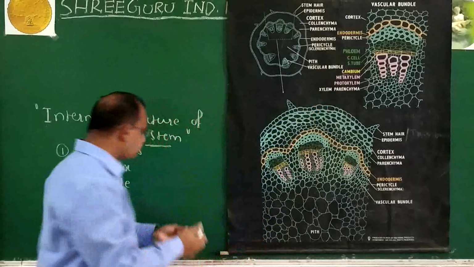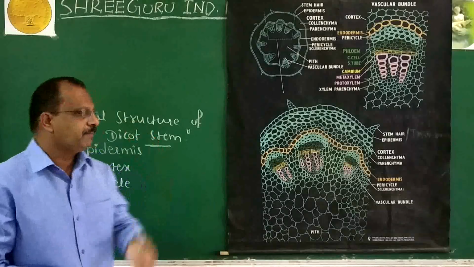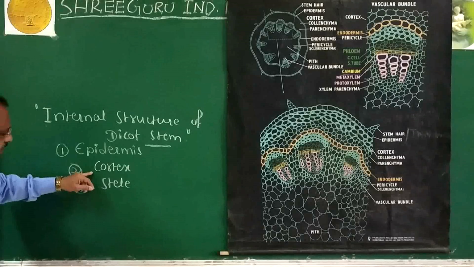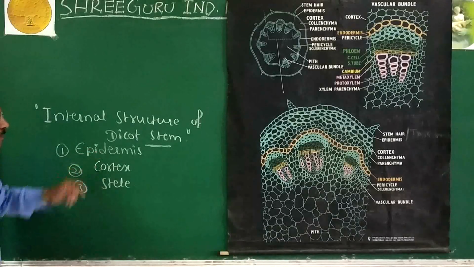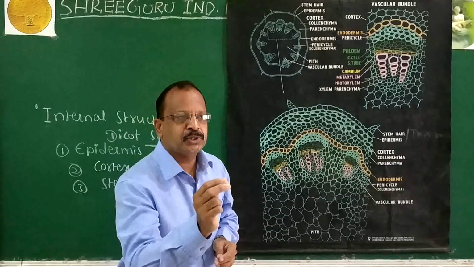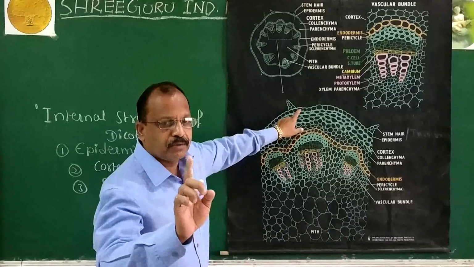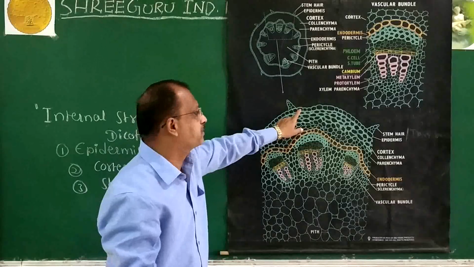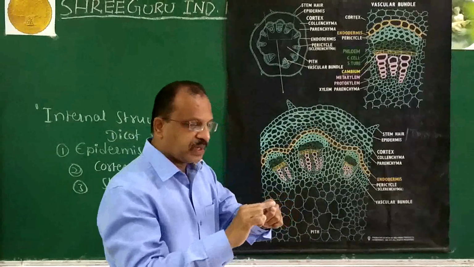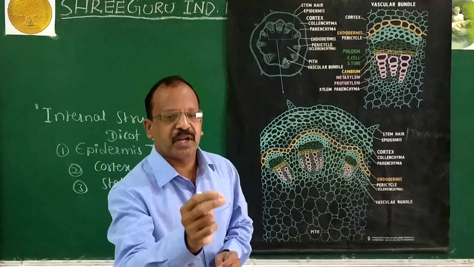So look over here. When you take the transverse section of a young dicot stem, you will get three regions, namely epidermis, cortex, and stele. Epidermis is the outermost layer, which is made up of barrel-shaped cells. Cells are compactly arranged without any intercellular space. Outer wall of the epidermis will show a thin waxy coat known as cuticle. Cuticle will check the rate of transpiration.